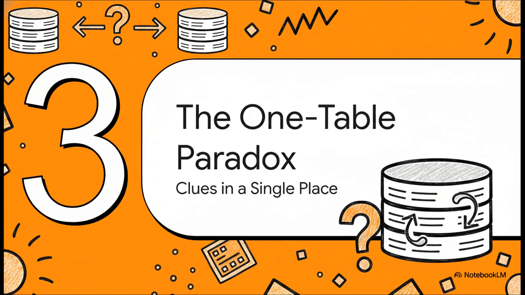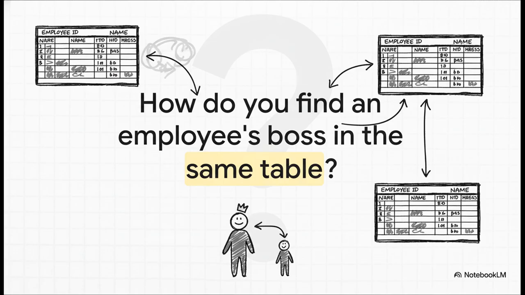Okay, so you see how this is building. All those joins we just talked about, they have one really big thing in common. They connect different tables. But what happens when the relationship you're looking for is hiding inside a single table? Well, that's what I like to call the one-table paradox. And here's the classic example that makes it all make sense. Imagine you've got one employees table. It's got everyone in the company. But in that same table, you have a manager_ID column. So how do you find out the manager's name when all the clues are in the exact same spot?